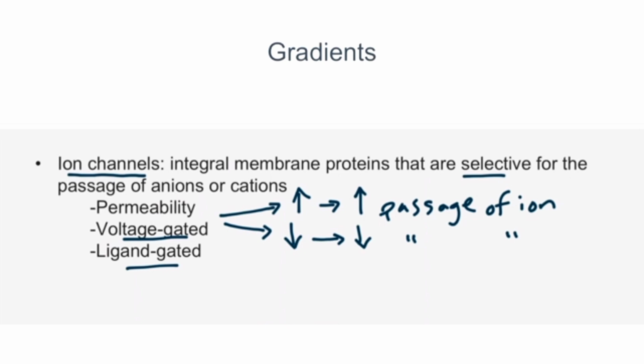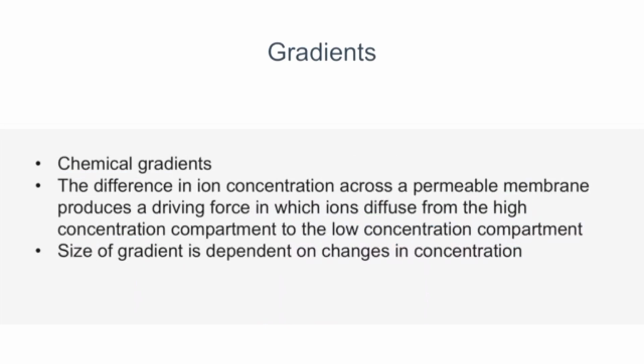Okay, with this basic knowledge, let's discuss chemical and electrical gradients. There are two types of gradients that form as a result of the permeability of ion channels: chemical and electrical gradients. First, I'll discuss chemical gradients and then electrical gradients. A chemical gradient is formed due to the difference in ion concentration across a permeable membrane, which produces a driving force in which ions diffuse from the high concentration compartment to the low concentration compartment.